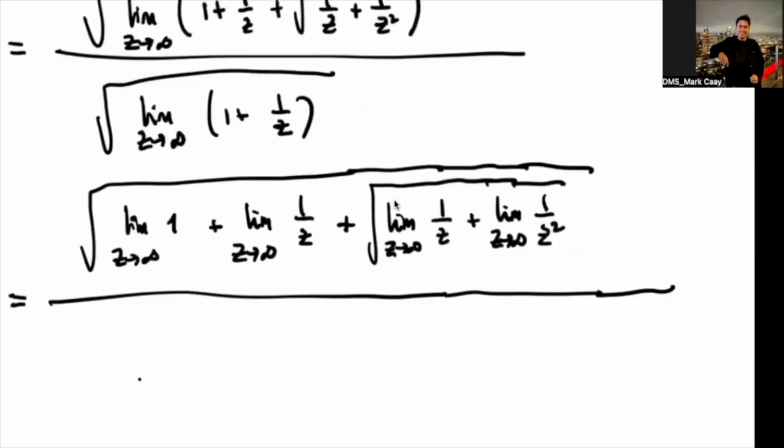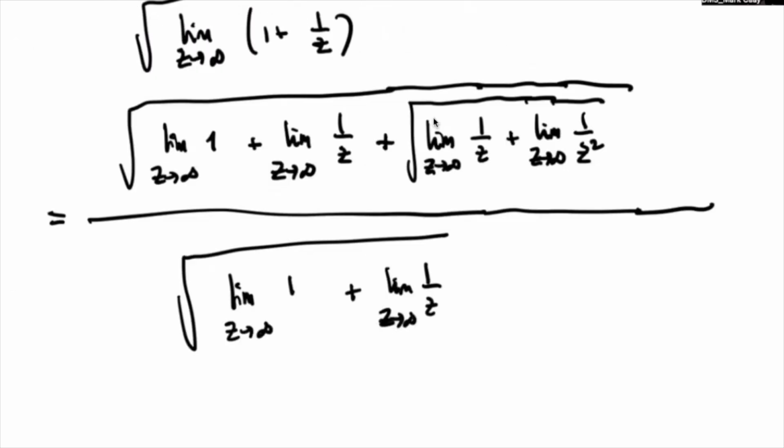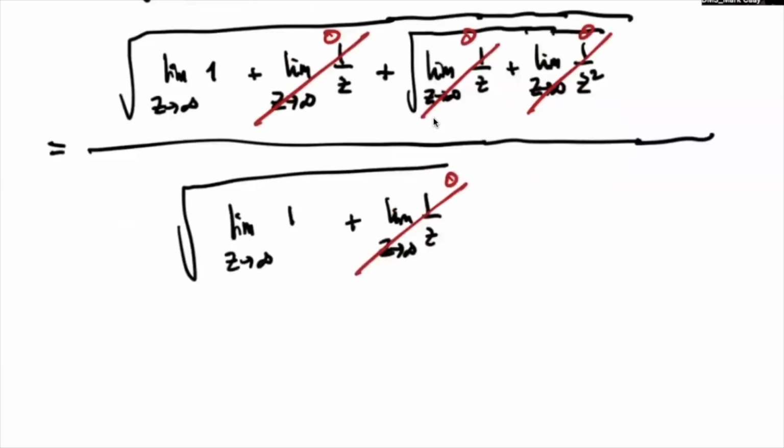This one also becomes the limit of 1 as z approaches infinity plus the limit of 1 over z as z approaches infinity. The fact that this is the format of this as z approaches infinity, so this becomes 0. This one is 0. This is also 0, and this is also 0. And we are left here with these guys.